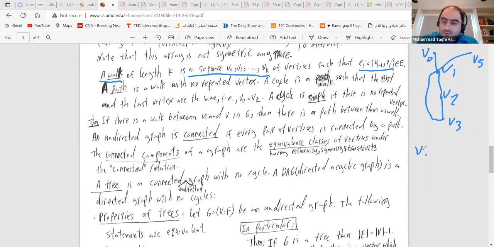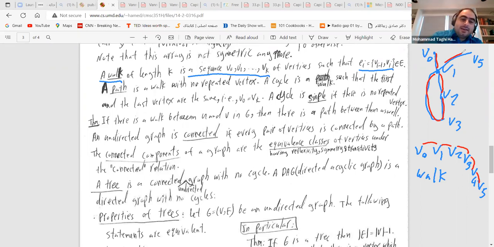So here, v0, v1, v2, v3, v4, and v5. If you see, this is a walk. What is the property of a walk? We are starting from v0, we are ending at v5, and we know that between any two vertices here there is an edge. So there's an edge here, there's an edge here, there's an edge here. Each of these two consecutive vertices has an edge in between. This is called a walk.